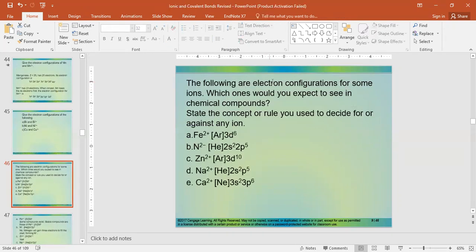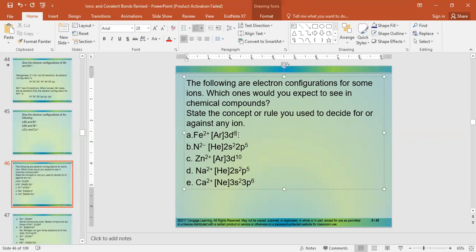Now, the following are electronic configurations of some ions. Which one would you expect to see in chemical compounds? Now, we have Fe2+. This forms a d6.